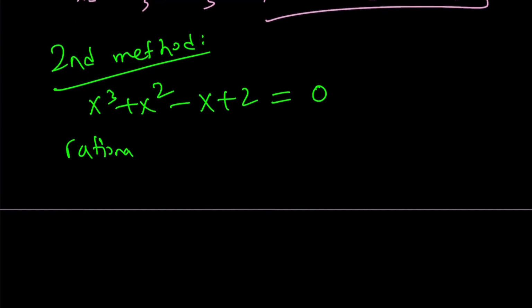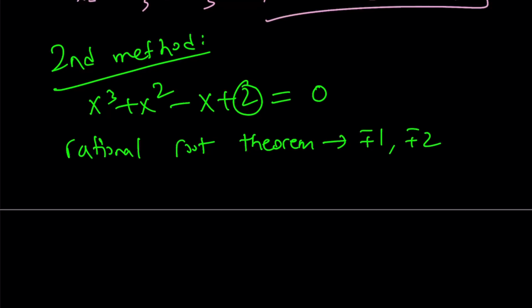What is that? Now, rational root theorem says if there are rational roots, and of course there may not be, in this case we do know there is, but pretend that you didn't know the answer. So rational root theorem tells us that if we have rational roots, then since this is a monic polynomial, meaning that the coefficient of x cubed is 1, the roots have to be divisors of 2. We only have like 4 possibilities, plus minus 1, plus minus 2. So we're going to look at those candidates.